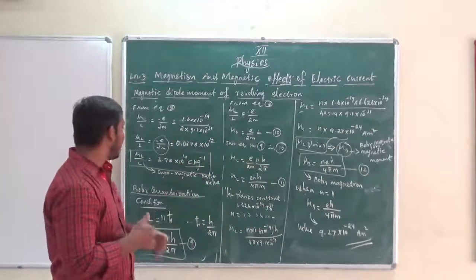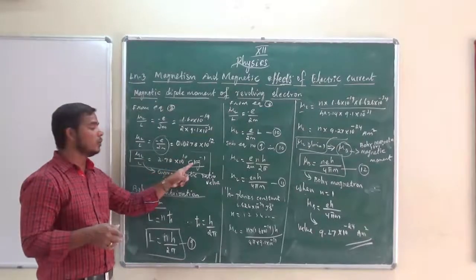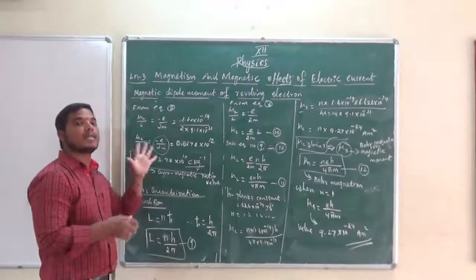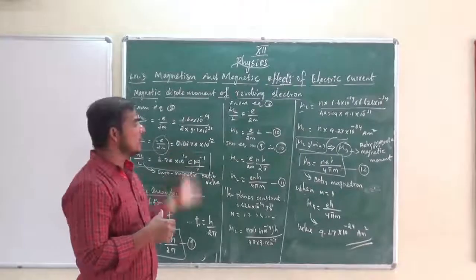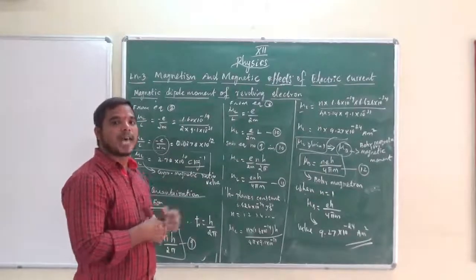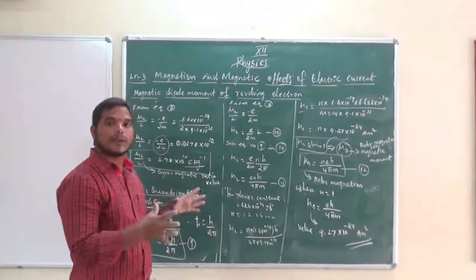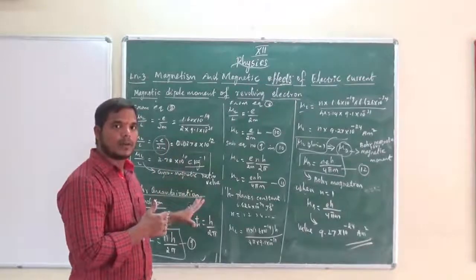What is the value of the gyromagnetic ratio? 8.78 into 10 to the power 10 coulomb per kg. Always remember this equation because they use it to ask problems. If you have any doubt in this question, please ask. Solve step by step. It looks like mathematics, so don't get confused about whether it is mathematics or physics. It is definitely physics. Okay, thank you.